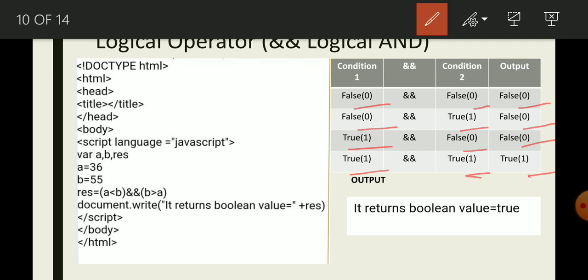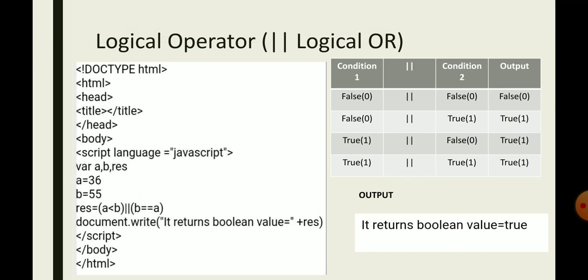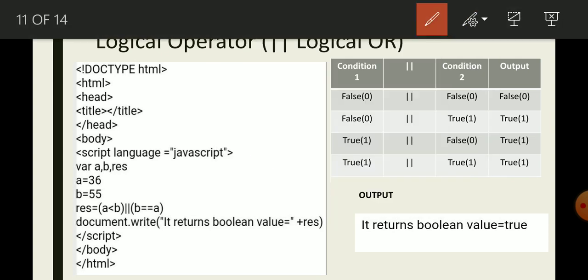Now we will see logical OR. It works the same like addition: 0 plus 0 is 0, 0 plus 1 is 1, 1 plus 0 is 1, 1 plus 1 is 1. In this example, we are checking two conditions. First is A less than B and second is B equal to A. If any one condition is true, then the whole statement is true, else it returns false.